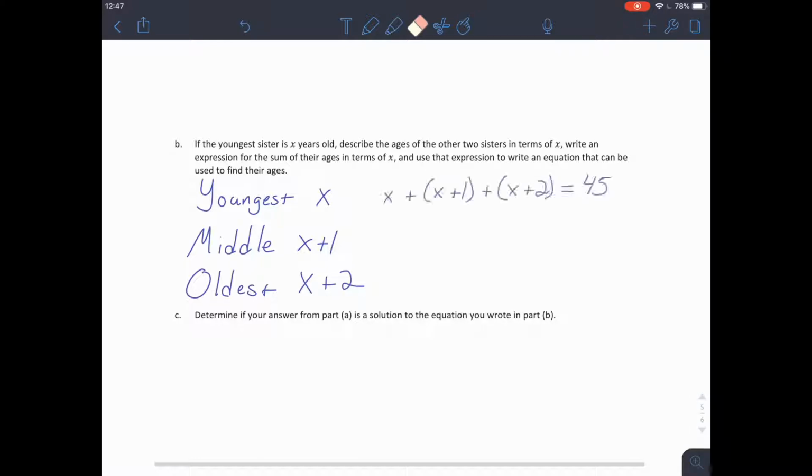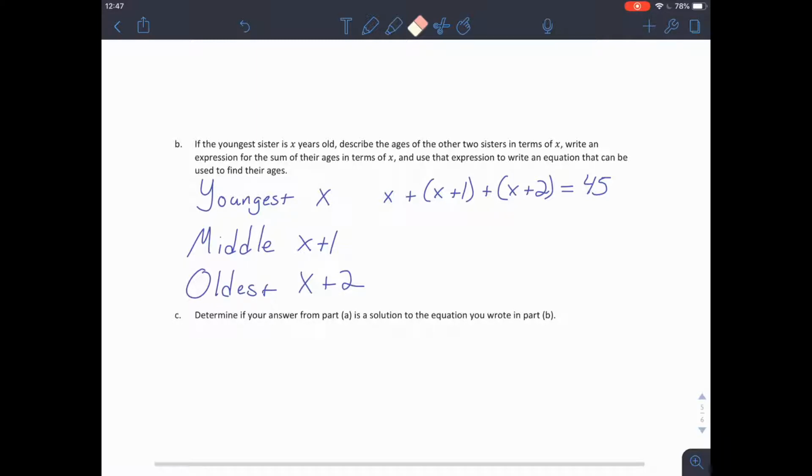How did it go? If you went to write your equation, you should have ended up with the age of the youngest plus the age of the middle plus the age of the oldest, or X plus 1 plus X plus 2 equals 45. In order then to have this in simplest form or standard form, we would have to combine any like terms or distribute to get rid of our parentheses.